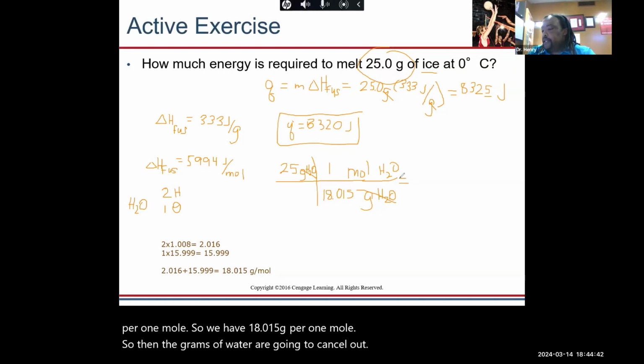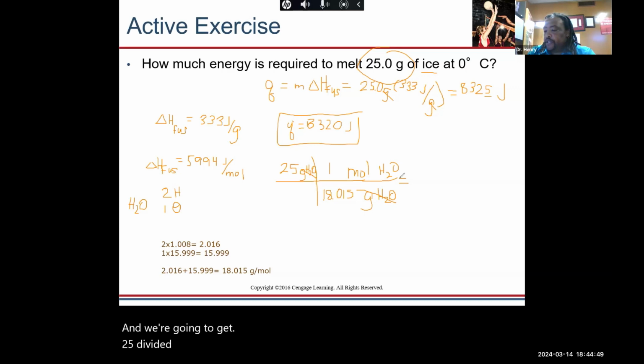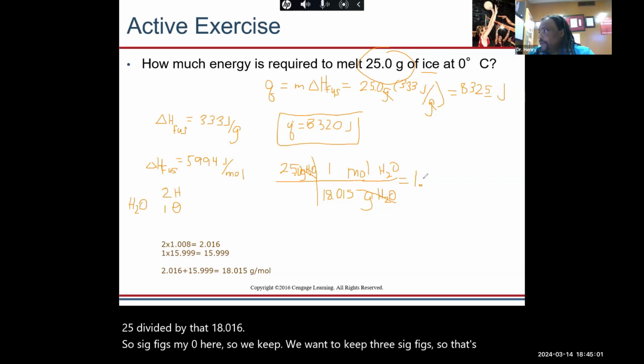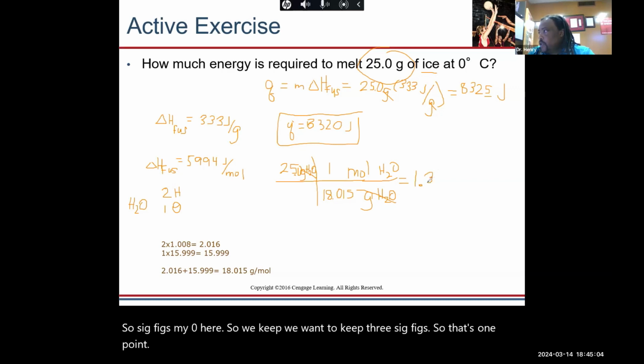And we're going to get 25 divided by that 18.015. So sig figs. So we want to keep 3 sig figs. So that's 1.39 moles.